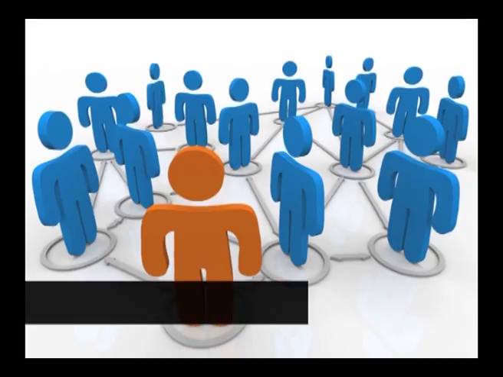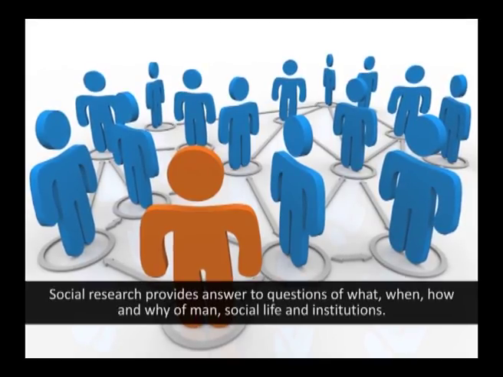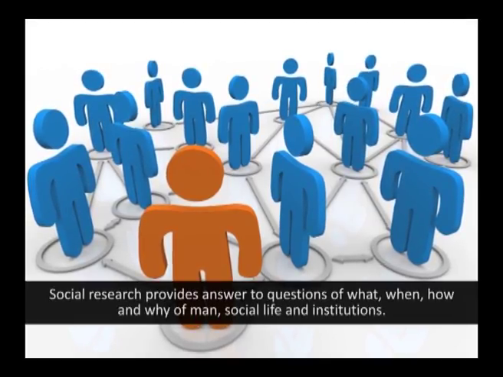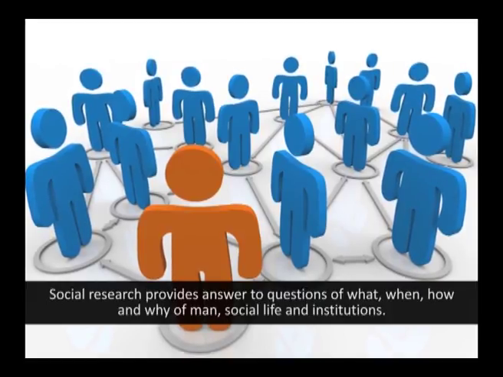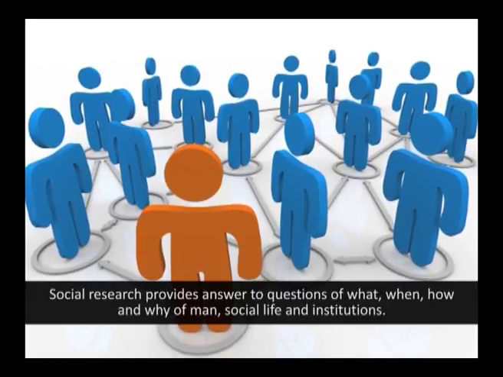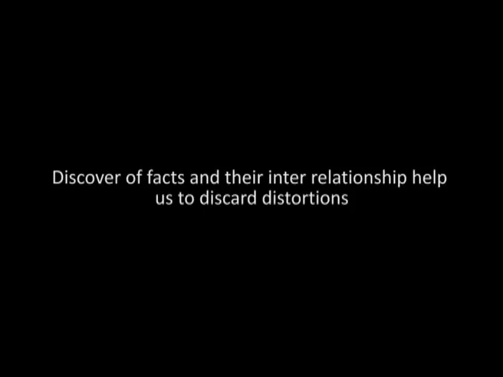Functions of social science research. Discovery of facts and their interpretation. Social research provides answers to questions of what, when, how, and why of man, social life, and institutions. Discovery of facts and their interrelationship help us to discard distortions and contribute to our understanding of social reality.